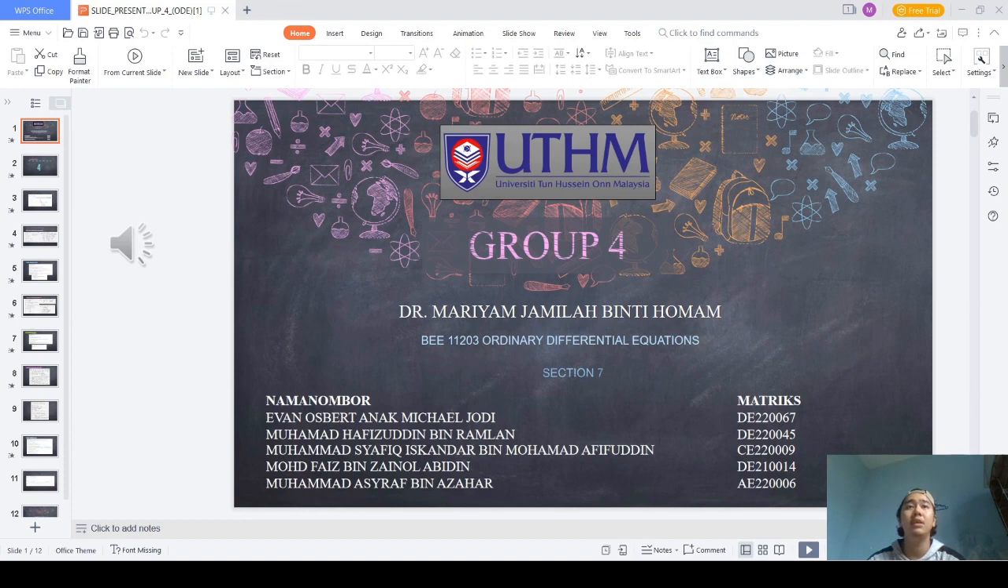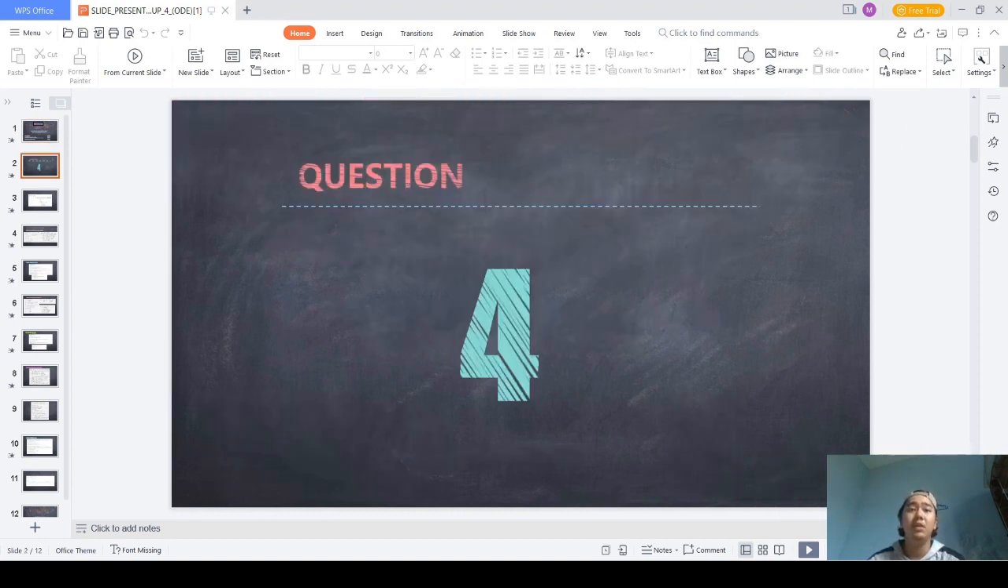Our question is question 4, which is Laplace transform. These are our team members: Evan, Hafizuddin, Shafiq Iskandar, myself, Faiz, and Ashraf. So we are doing question 4, which is Laplace transform.